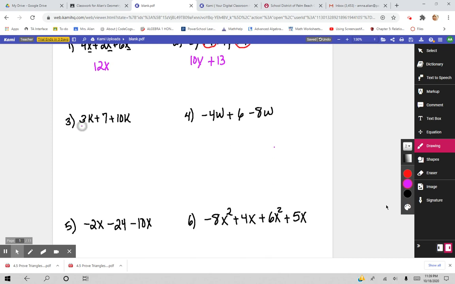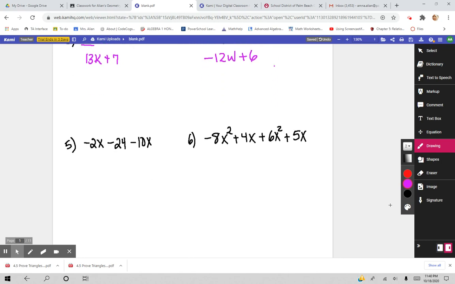3k plus 10k, these are like terms, so we can put them together to give us 13k, and then we'll just add the 7. We cannot combine the 7 to the 13k because the 7 does not have a k. It does not have a common variable. All right, let's look at the next one. We can take negative 4w, I'll circle it, and put it together with the other w term, combining them to get negative 12w. And then we'll just add 6. We can't put 6 together with negative 12w because 6 does not have a w. All right, let's keep going.